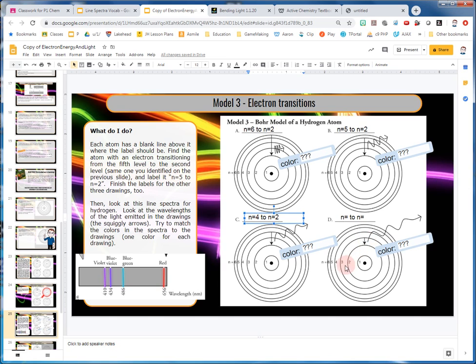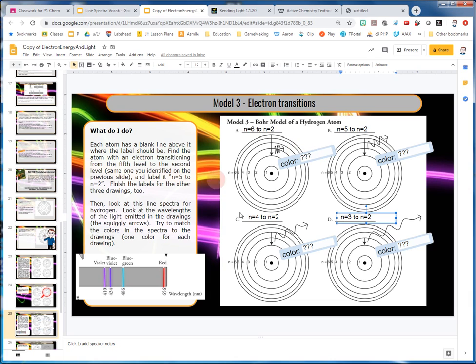And this one looks like it is 3 to 2. N equals 3 to N equals 2. Try to match the colors in the spectra to the drawings. Okay, so this is, oh, there's no label here. That's a bummer. But these are all hydrogen atoms. It says right here, these are Bohr models of hydrogen atoms. And hopefully you recognize this from our discussion of hydrogen spectra.